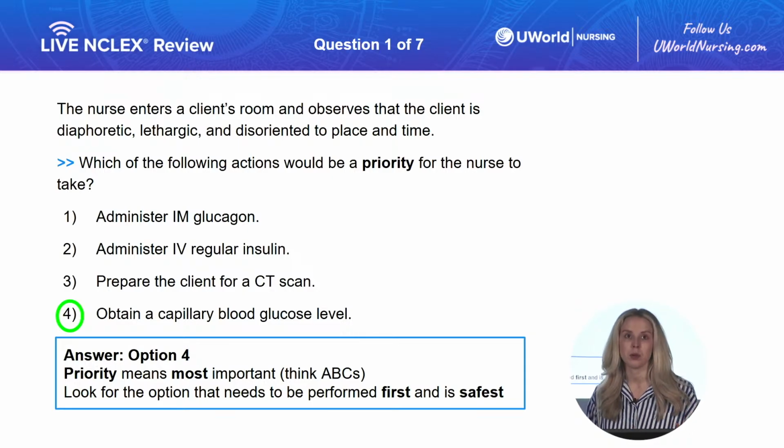If we didn't take the blood sugar and then we gave insulin, that exogenous insulin will pull glucose from the blood into the cell regardless of what our starting blood sugar is. So if they were already low, this has the potential to bottom them out and drop them even lower. So again, our correct option was that capillary blood glucose level because we're worried about hypoglycemia and we want to either confirm or rule this out first. So option 4 was our correct option.